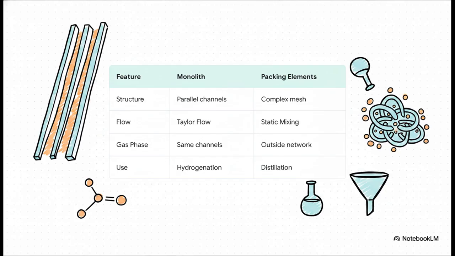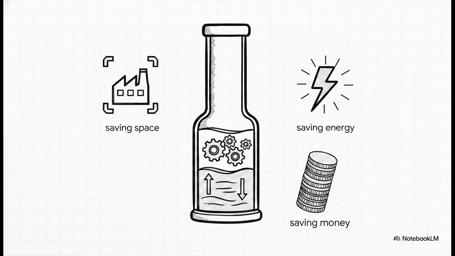In a monolith, gas and liquid flow together, right through the exact same channels. But in catalytic packing elements, the structure actually segments the phases. Because the mesh enclosing the catalyst is so small, sometimes just half a millimeter, gas bubbles are physically restricted. They remain exclusively outside the catalyst network, while only the liquid penetrates it. Because of this unique, segmented phase distribution, packing elements are the absolute ultimate choice for a process called reactive distillation.